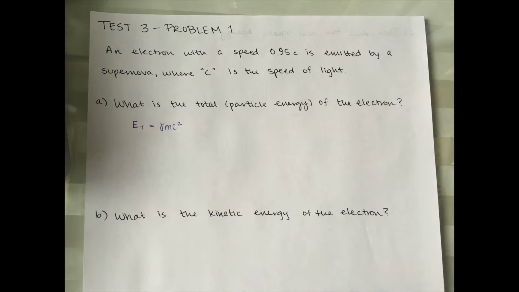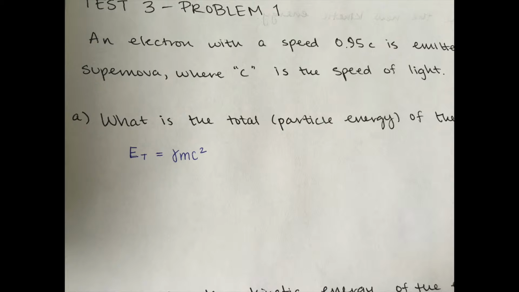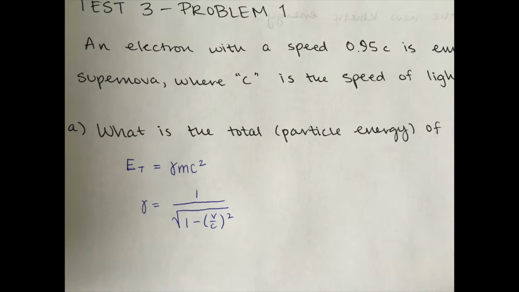We know that total energy is equal to gamma times mass times speed of light squared. Gamma is given as 1 over the square root of 1 minus (velocity over speed of light) squared. Both of these equations, gamma and total energy, are found in your equations page attached to your test.